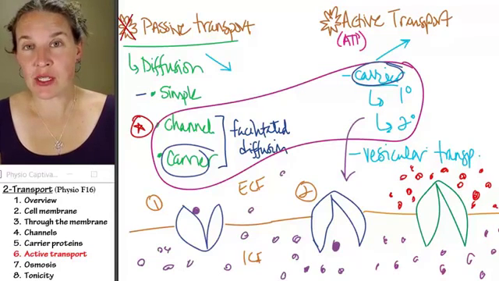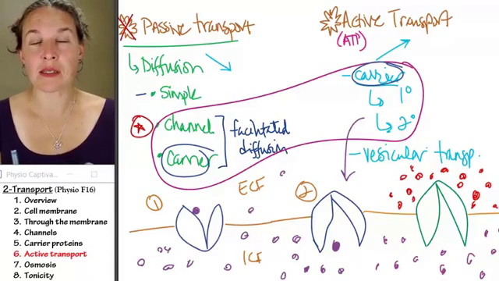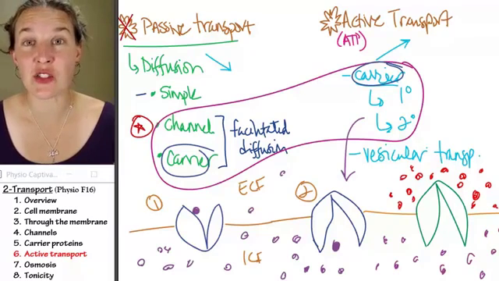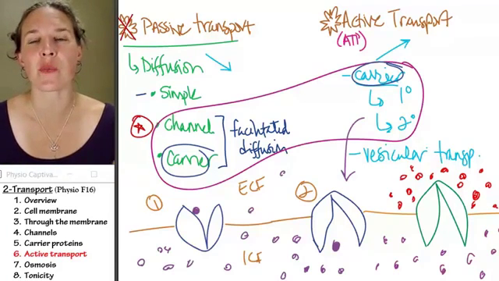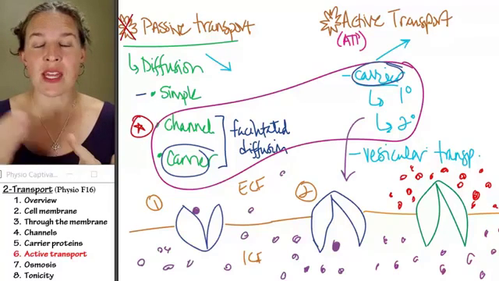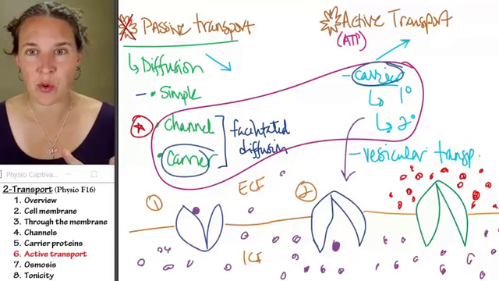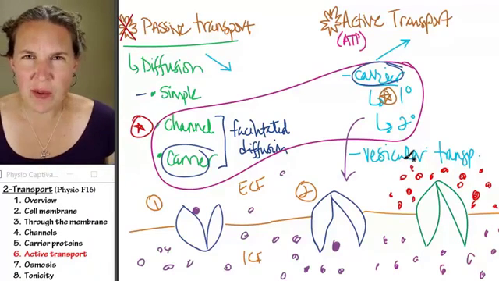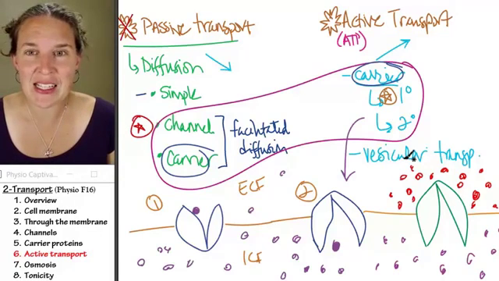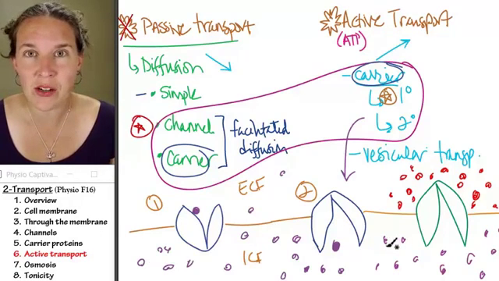So active transport pumps molecules against the concentration gradient and requires an energy source in order to do so. We have two forms of carrier-mediated active transport: primary active transport and secondary active transport. Let's talk about primary active transport first, because we drew a picture of it right here.